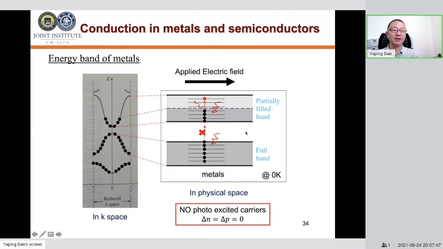So in the normal case, metals will not become more conductive under light illumination. There are no photo-excited carriers: delta N equals delta P equals 0 for metals. That's the reason. Only the electrons in the conduction band can be excited into a higher energy level, but the total number of electrons in the conduction band stays the same. So there are no excess carriers.